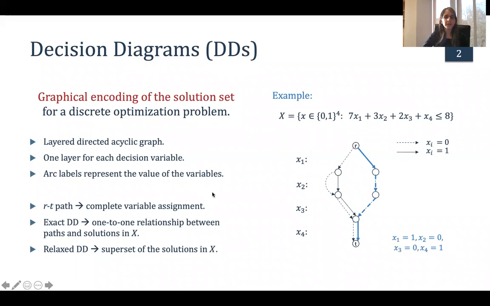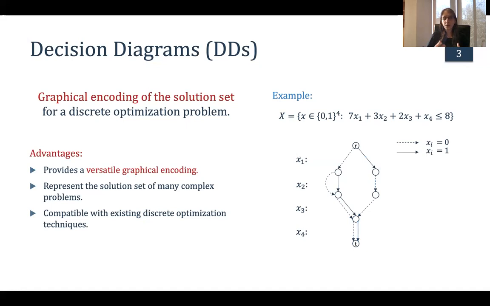So what we have here is that for each root to terminal node path, we have a complete variable assignment, as we can see here in the example. And we say that we have an exact DD if we have a one-to-one relationship between the paths in the graph and the solution set X. We also say that we have a relaxed DD if the paths in the graph are actually a superset of the solutions of X. The main advantages of these graphical encodings are their versatility. Specifically, we can use them to represent the solution set of many complex problems. Also, they're compatible with existing discrete optimization techniques.